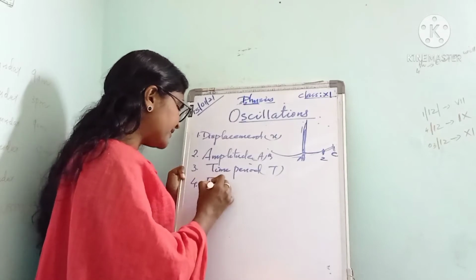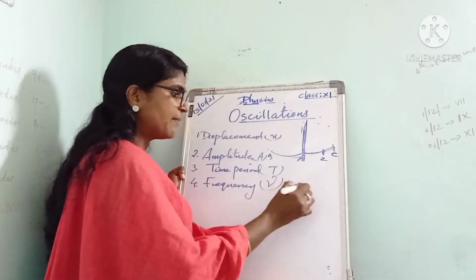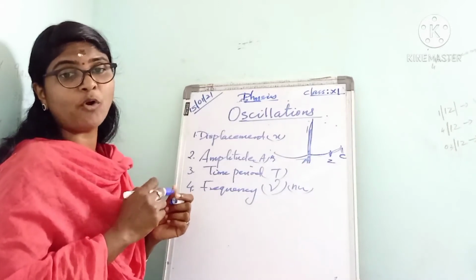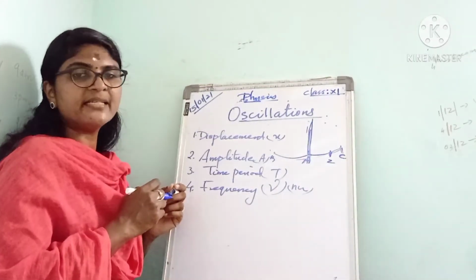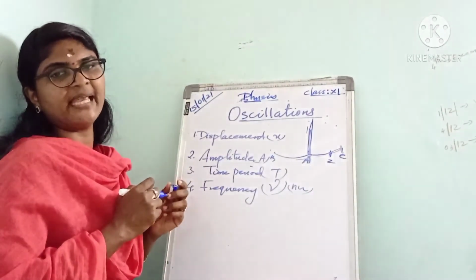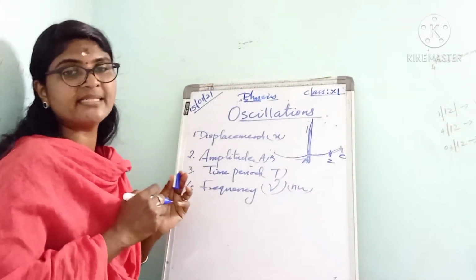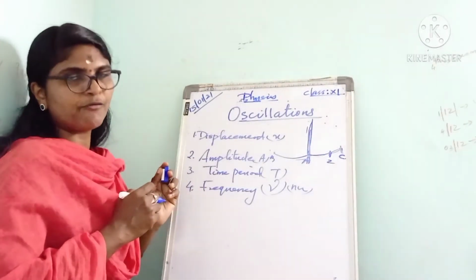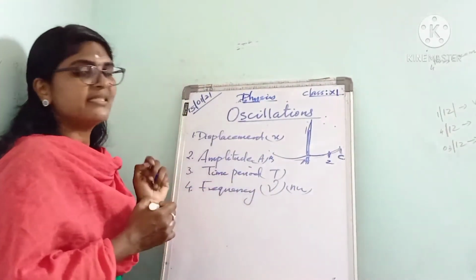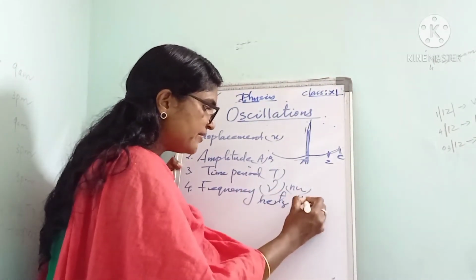The next is frequency. It is represented by nu. It is the number of oscillations completed in 1 second, that is, the number of oscillations completed per unit time. That is called frequency, and it is represented by the symbol nu. Its unit is hertz.